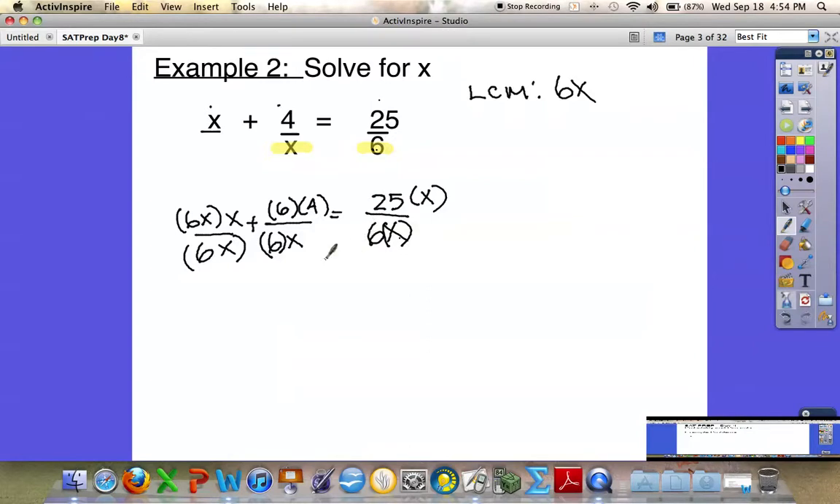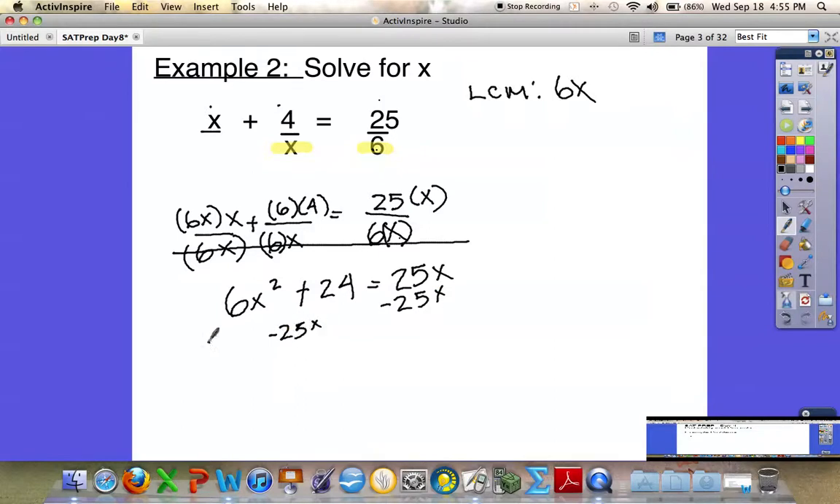Okay, now what I have is common denominators for this problem. And since all of the denominators are the same, I'm going to ignore the denominators and simply solve the top equation. 6 times x is 6x squared, 6 times 4 is 24, and 25 times x is 25x. Now I'm going to subtract 25x from both sides, and you'll see why in a minute, because this gives me a quadratic equation.